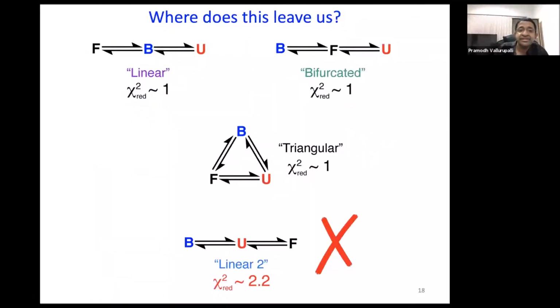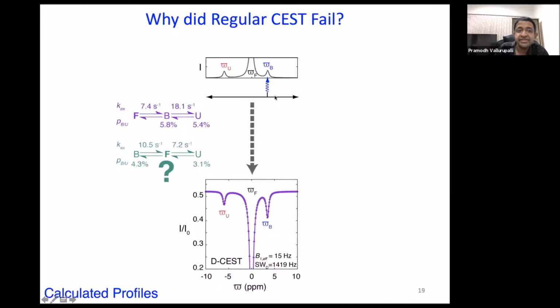So then where does this leave us? We could rule out this misfolding model I didn't show you, because the fits are not good, but it doesn't tell us whether B is a folding intermediate or not. So then we went ahead and tried to figure out why regular CEST failed and see if we can tweak the experiment in some way to differentiate between these models.